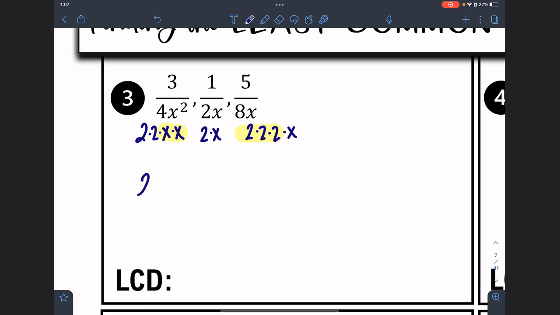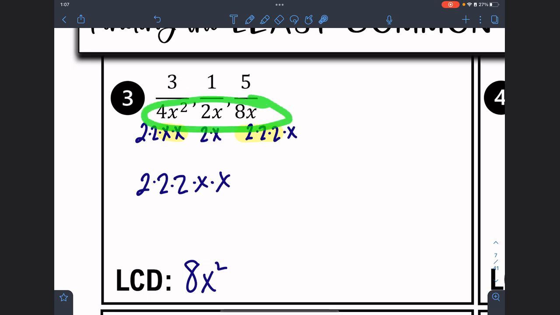So I can have that as my least common denominator. 2 times 2 times 2 times x times x. 2 times 2 times 2 is 8. x times x is x squared. Therefore, my least common denominator is 8x squared. You can also maybe see that.